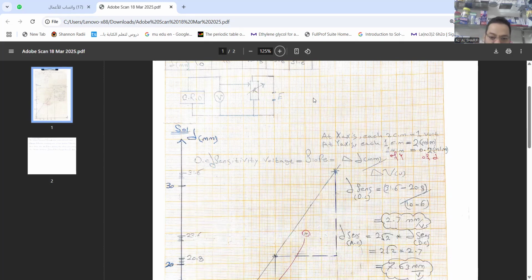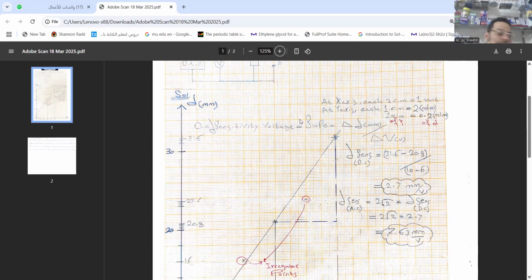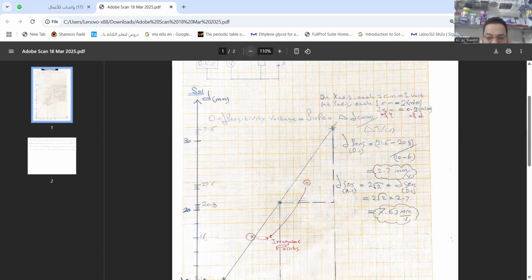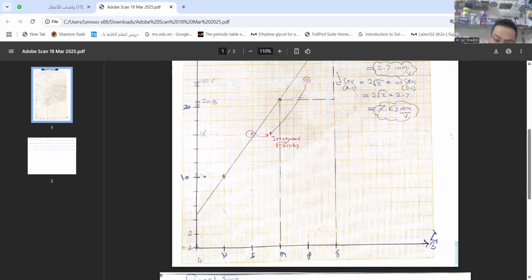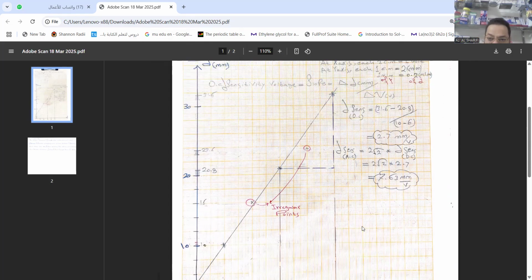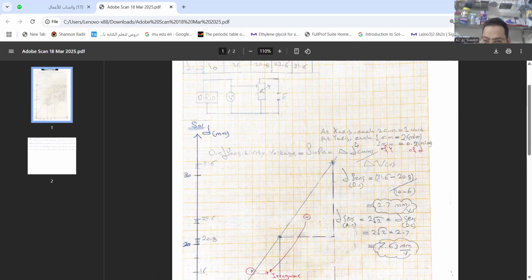Here we have two axes, x-axis and y-axis. Voltage will always be at the x-axis. The deflection will be at the y-axis. Let me decrease the screen a little bit. The theory is very important. At the x-axis, each 2 centimeters equal 1 volt. If you take a look, each 2 centimeters at the x-axis equal 2 volts: 2, 4, 6, 8, 10. It's great. And at last, at the y-axis, here it's important: each 1 centimeter at y equals 2 millimeters.